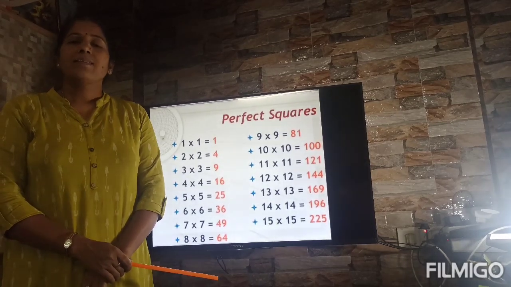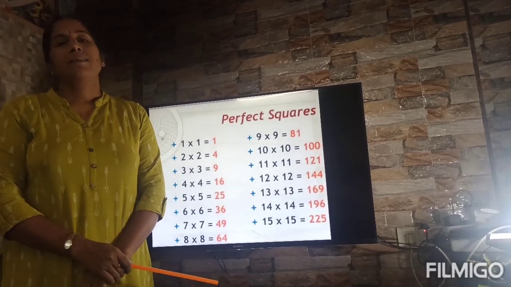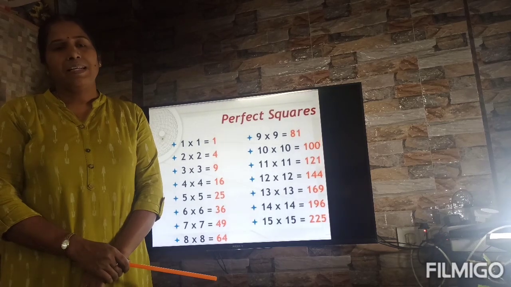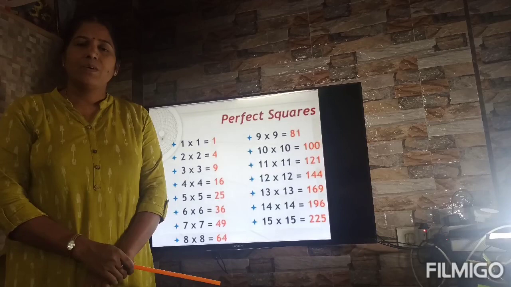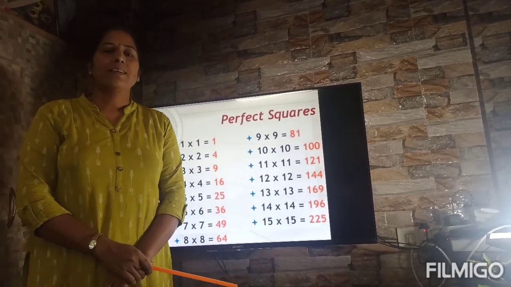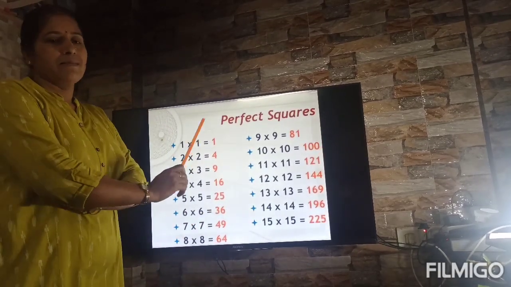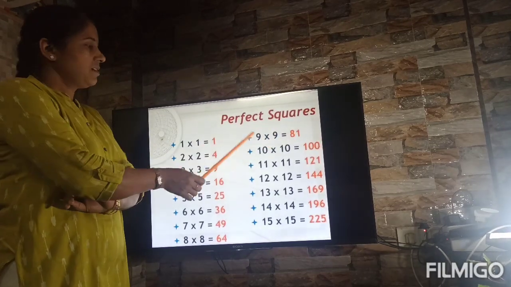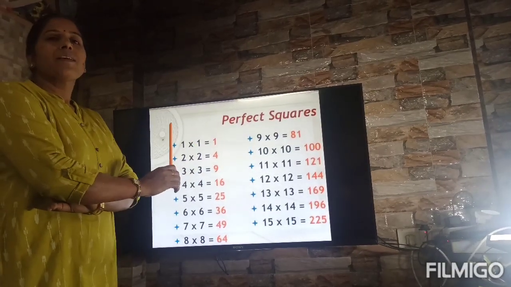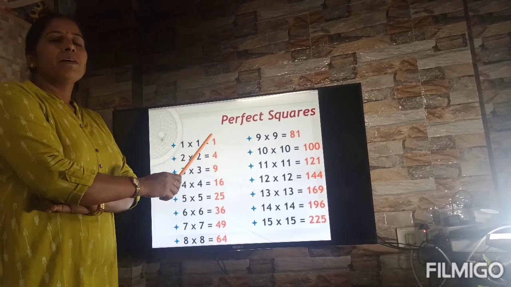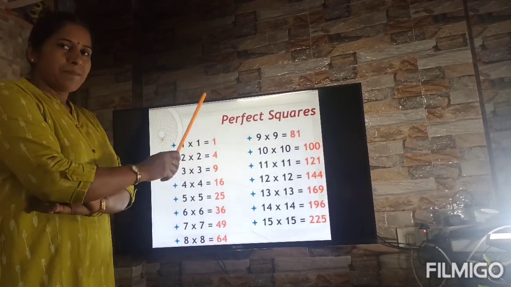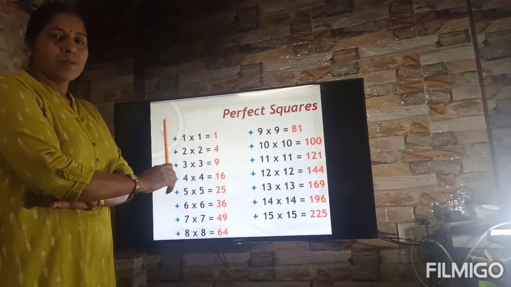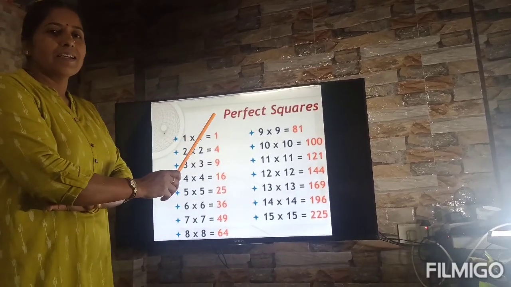Okay, the next very important basic thing I will teach today is squares and square roots. Okay, first squares. See here, what are squares? Perfect squares. A square, a perfect square, is a product of two equal integers.